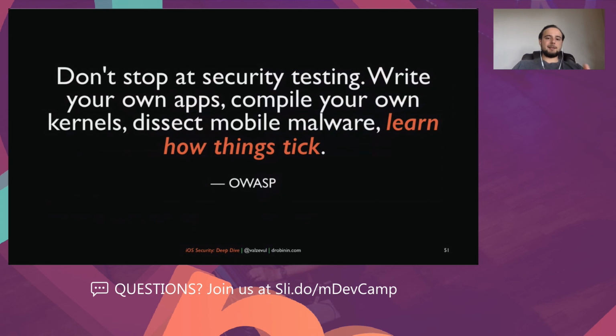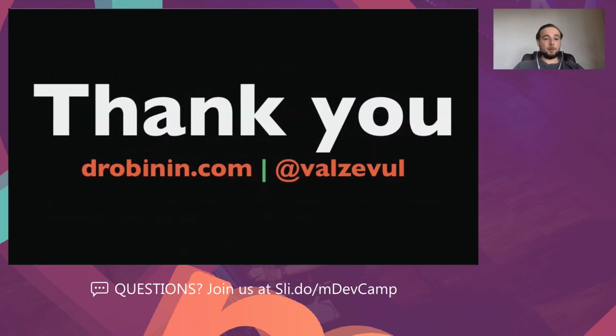And please, as OWASP says, don't stop at security testing. Write your own apps, compile your own kernels, dissect mobile malware, learn how things tick, because that is the most important thing. That's what makes you a better security engineer, and that's what makes life for your users way, way better. Thank you very much.